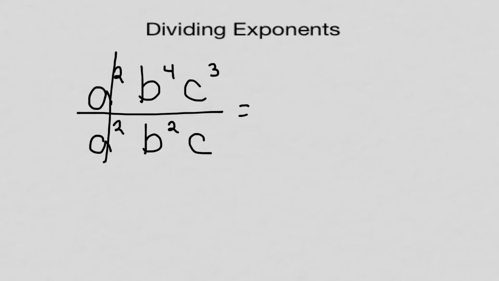All right, now I've got the b's. B to the fourth divided by b to the second. I subtract exponents. You get b to the second. And finally, c to the third divided by c to the first is just going to leave you 3 minus 1, which is 2, which is c to the second.